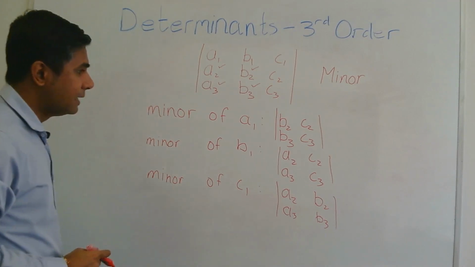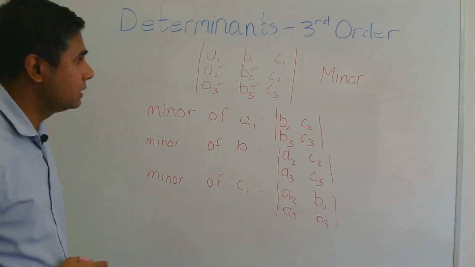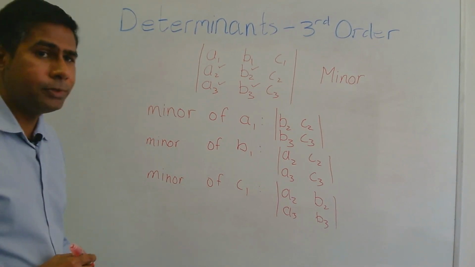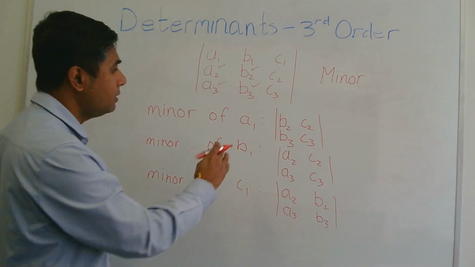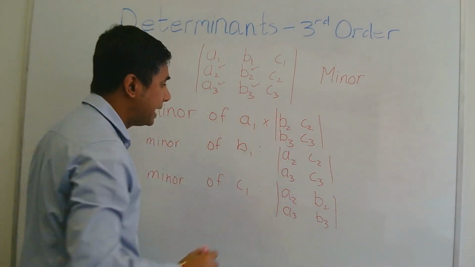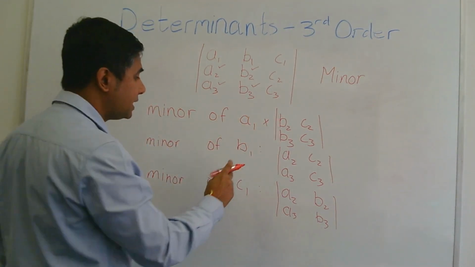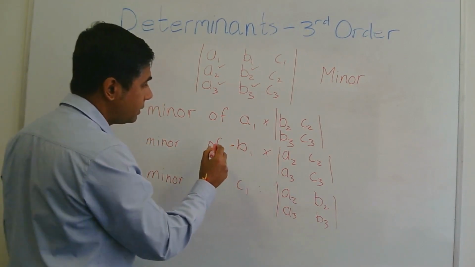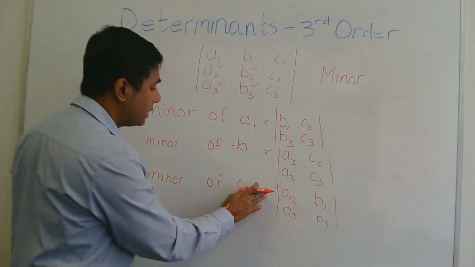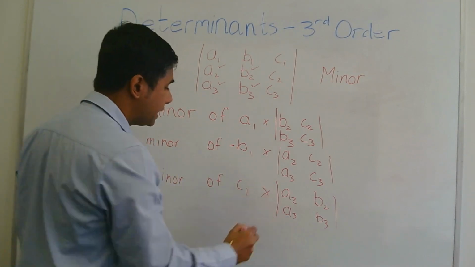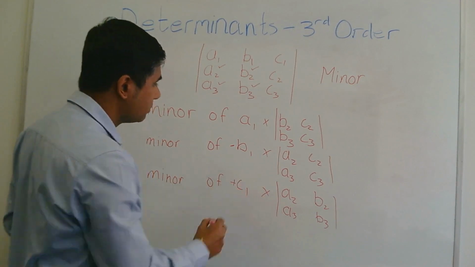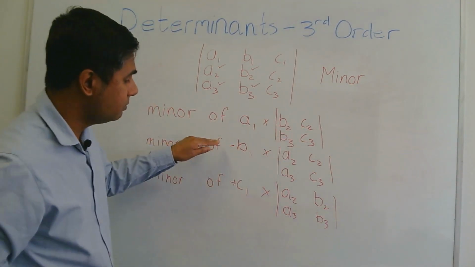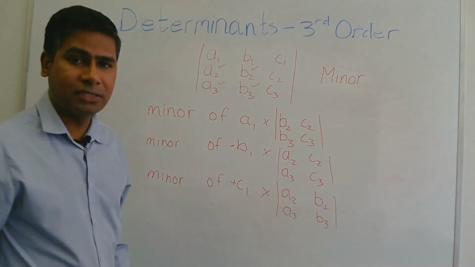So what does this now have to do with finding the determinant of this 3 by 3 system? How we go about doing it is that we take A1, we multiply it by the minor of A1, then we take B1, we multiply it by the minor of B1, and we subtract it. And then lastly, we take C1, we multiply it by the minor of C1 and add it. So it's this first term subtracted this second term plus this third term. And that's all that there is to it.